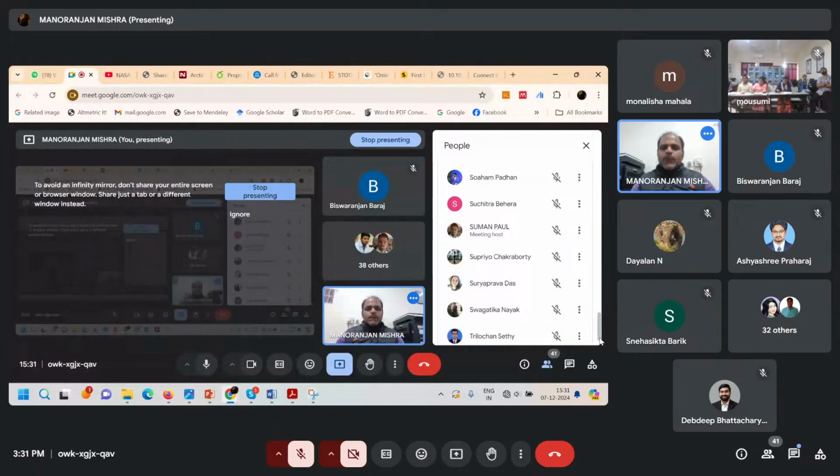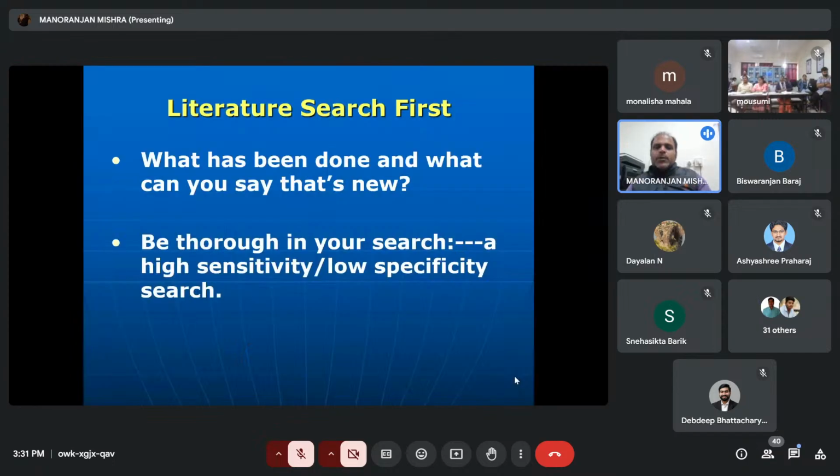Okay, so if you don't have a question, let me go to the next part and complete it. When we talk about this, the first step is the literature search. So what has been done? What can you say that is new? So why do we do a literature review search? What kind of work has been done, and what are the new things inside it? Be thorough in your search, a high sensitivity, low specificity search. And this is the literature search strategy.